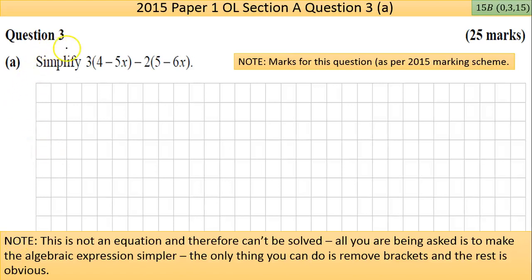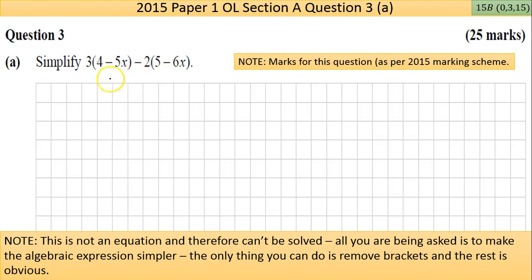So we're looking here at question 3 of 2015 paper 1. It's an algebra question. Now this is fairly handy. The first question I'd ask myself is, well, the word simplify is not solve. There's no equal sign. Solve and equal would always go together. This is an algebraic expression.